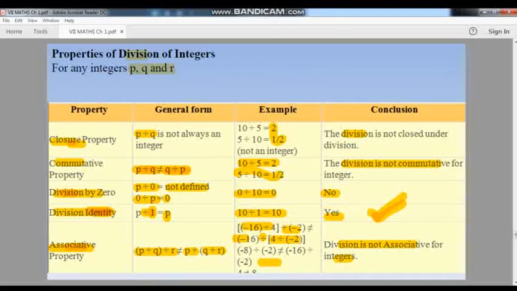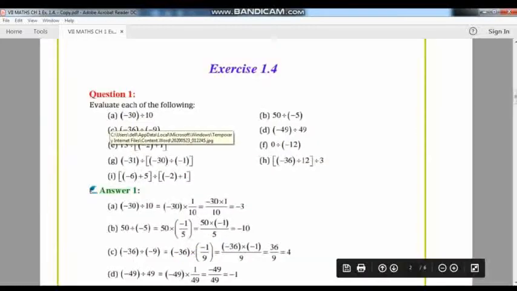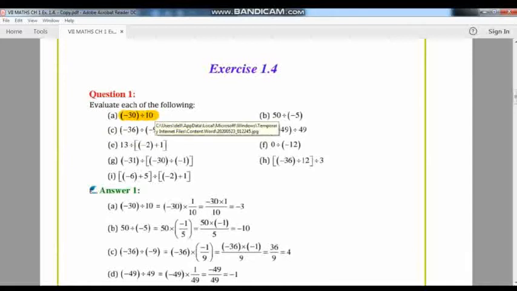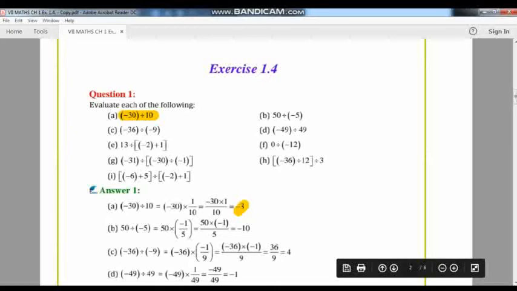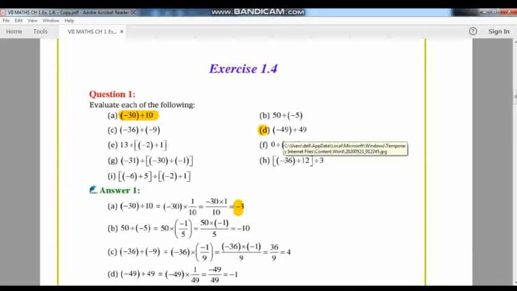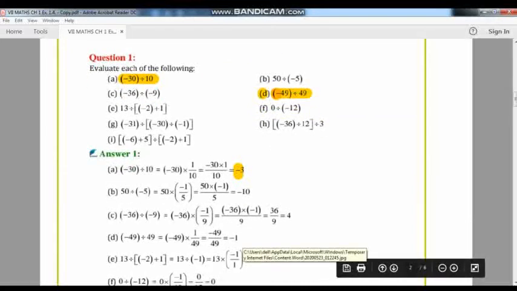So here we have completed the explanation of chapter 1. Now in the next part, that is part 11, we will discuss the questions. Looking at question A, that is minus 30 divided by 10, we have seen that first we just divide the numbers, 30 divided by 10 is 3, and then put the minus sign. So the answer is minus 3. Coming to D, the same type of question, we have to divide minus 49 by 49. So 49 divided by 49 is 1, and then putting the negative sign, the answer will be minus 1.